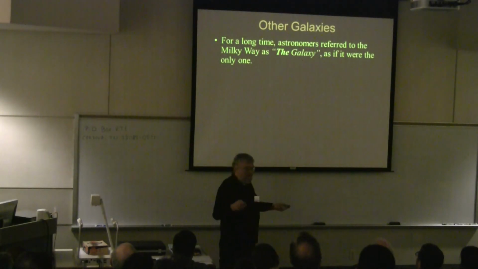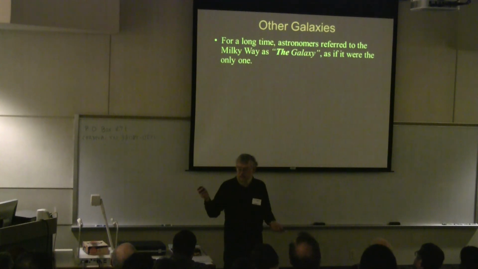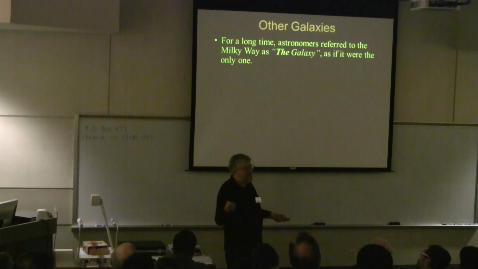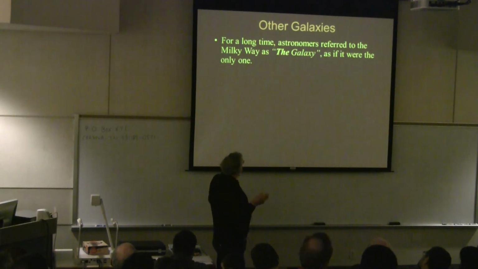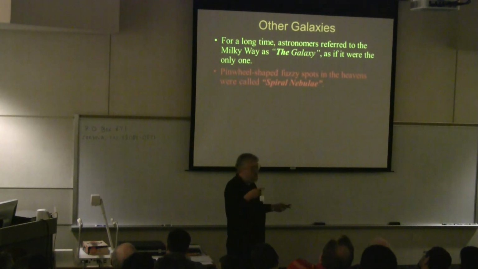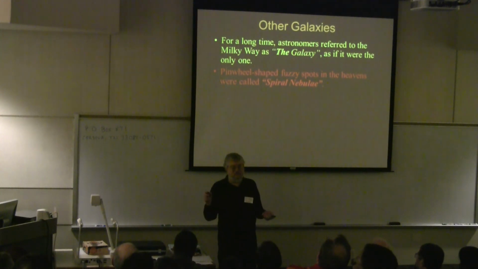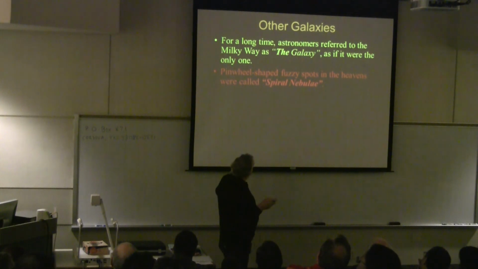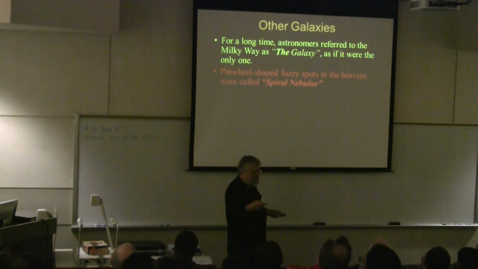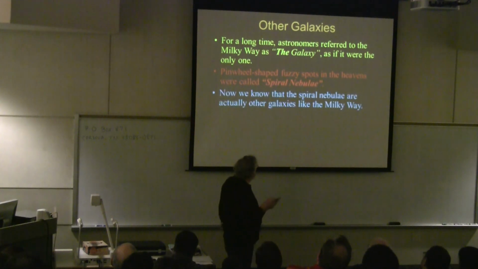For a long time, astronomers called the Milky Way galaxy the galaxy, as if it were the only one. But they did know about some other things. They were little pinwheel-shaped fuzzy objects. John Herschel called them island universes. He kind of had a premonition of what they were. But they were called spiral nebulae, because they looked like little fuzzy spots in the shape of a spiral.